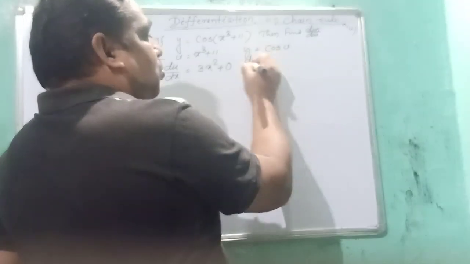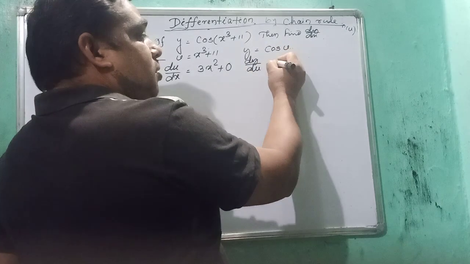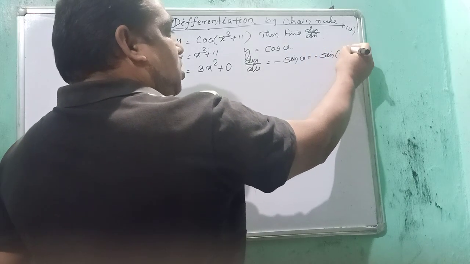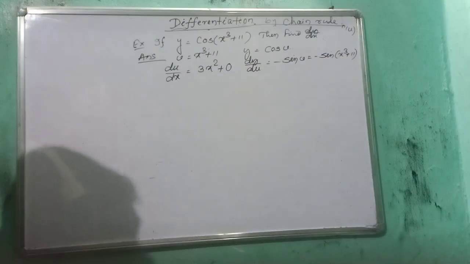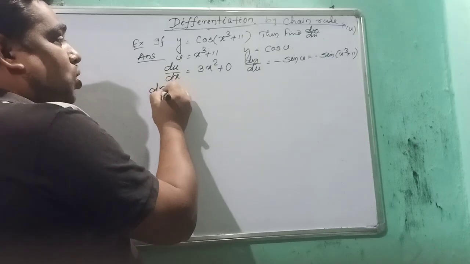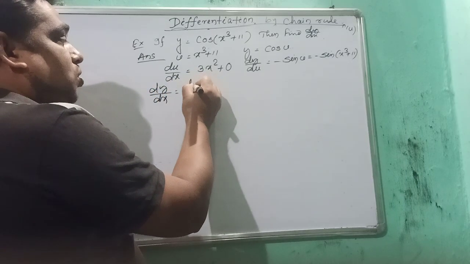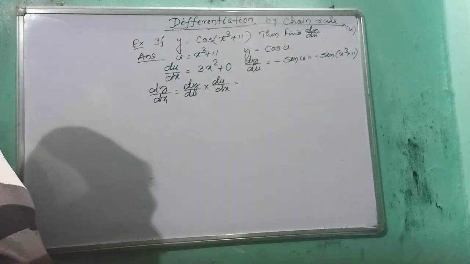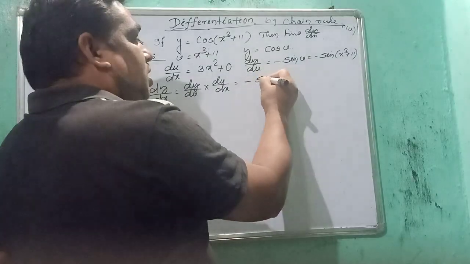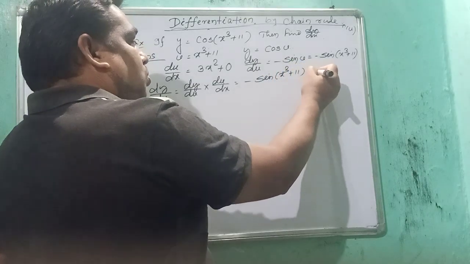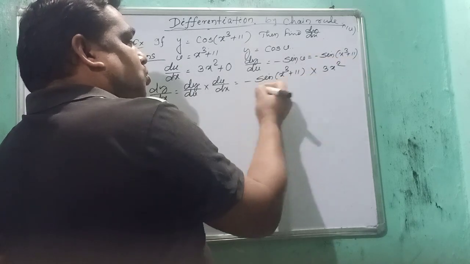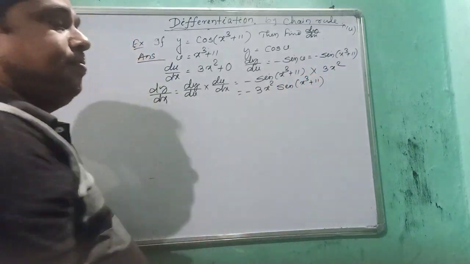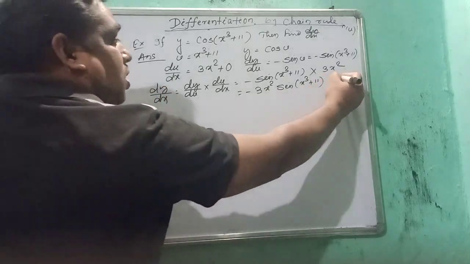Similarly, what is dy by du? The derivative of cos u is minus sin u. What is u here? x cubed plus 11. Then according to the chain rule, dy by dx is equal to dy by du into du by dx, which is minus sin of (x cubed plus 11) into 3x squared. So its answer is minus 3x squared sin of (x cubed plus 11). This one is your required answer.